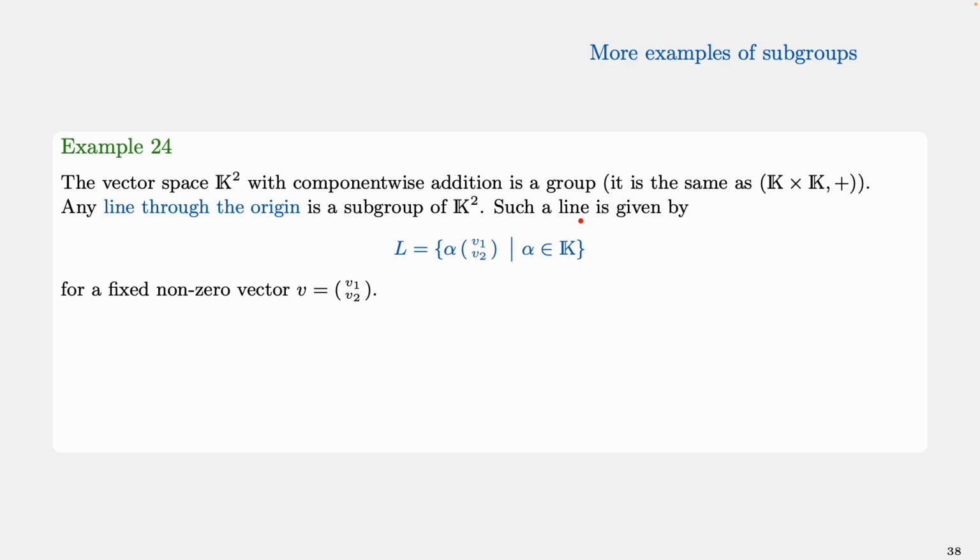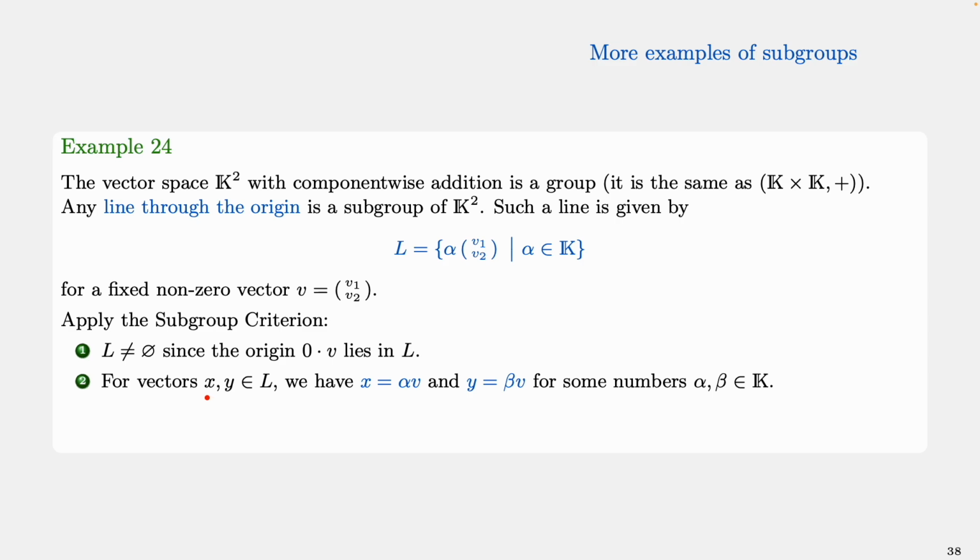Now first, what do I mean by such a line passing through the origin? I take any non-zero vector v, and then I look at all the multiples of this vector. So I take all the numbers alpha contained in K and multiply them by this fixed vector here, and all the vectors I get by doing that form my line L through the origin. Now I apply the subgroup criterion to show that this is indeed a subgroup. First of all, it's not empty since the origin lies in L. I pick the element 0, multiply 0 times this vector, so I get the 0 vector, which is the origin. This is contained in L, so L is not empty.